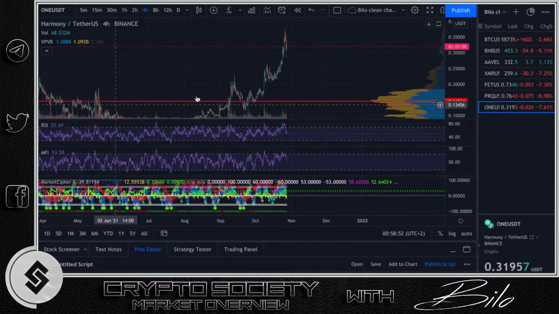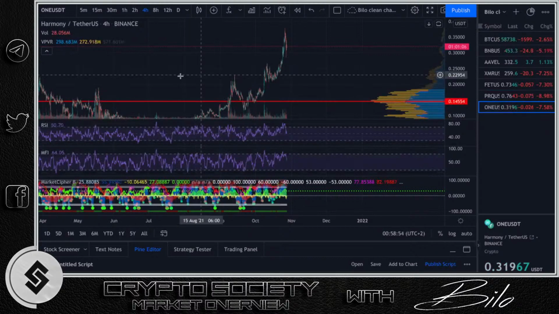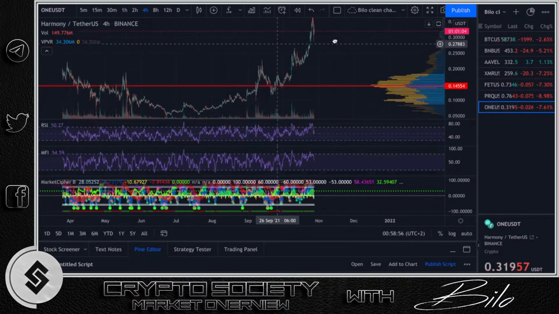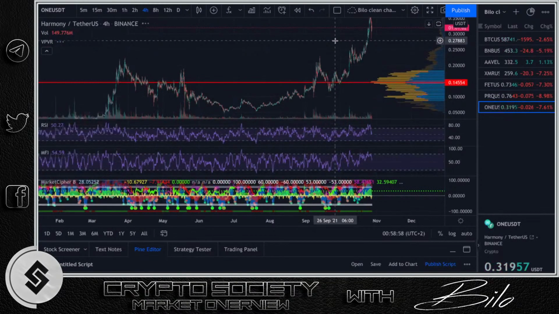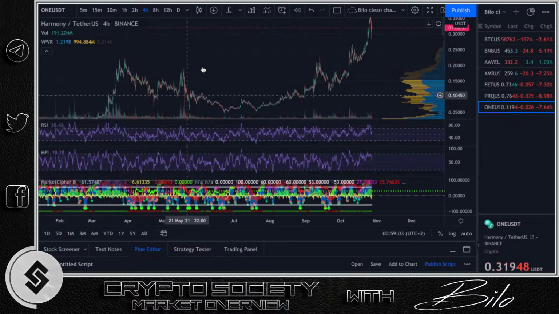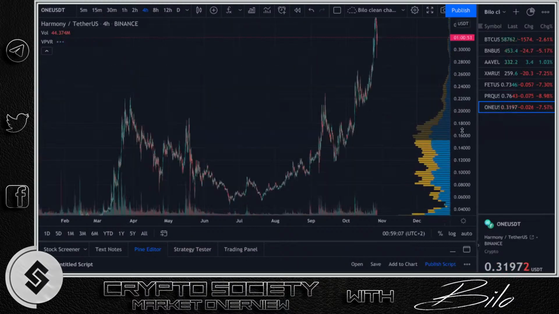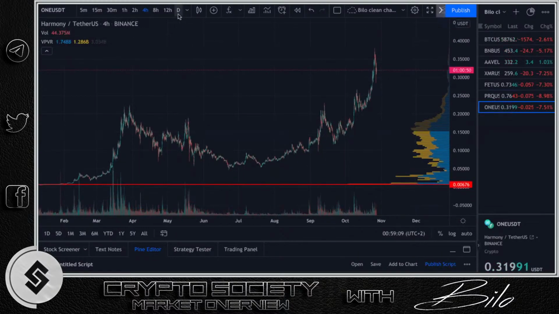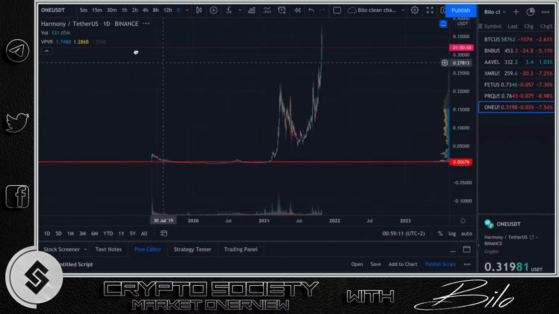Ooh, look at this curve. Go on to, oh right, sorry, yeah, you're on Harmony. Whoa! Look at this. Look at that. Call it. How close to the technical target of that rounded bottom or cup and handle are we at the moment, Bilo? I reckon it's probably relatively close.